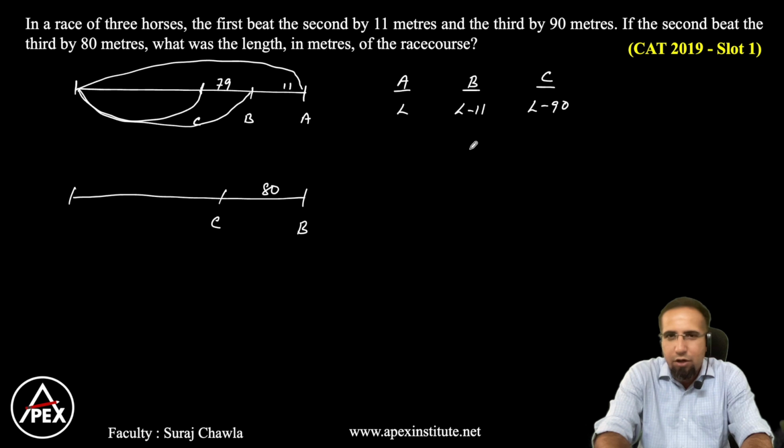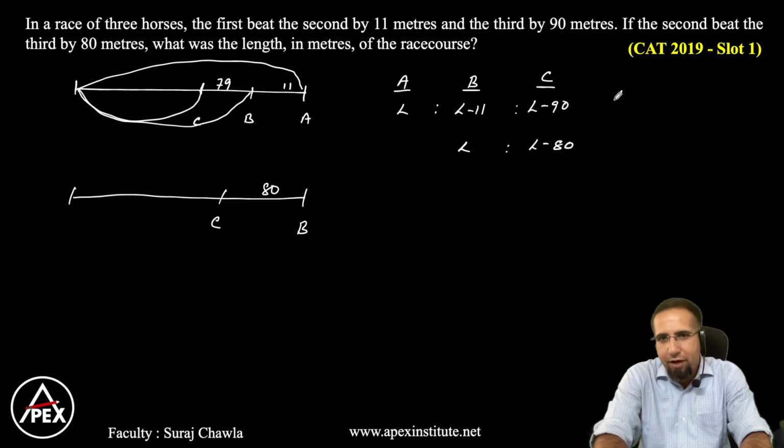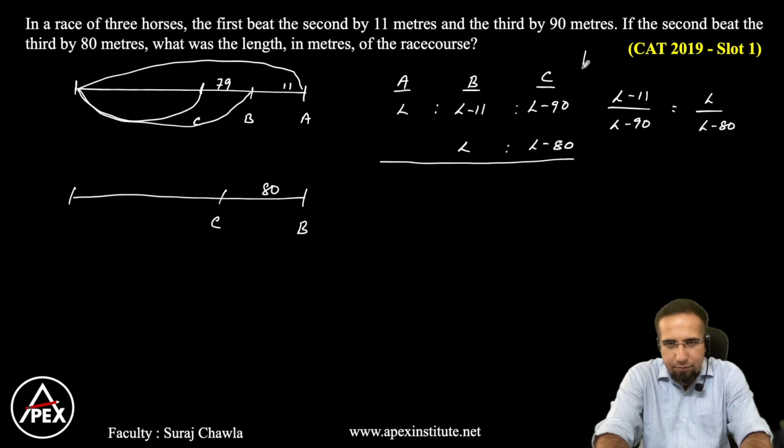That means I can say that when B has covered L, C has covered L minus 80. The ratio of the distances is the ratio of the speeds. This is also the ratio of their speeds. So what can I comment here? That the ratio of the speeds of B and C are same. So we can write this as L minus 11 by L minus 90 is equal to L divided by L minus 80.